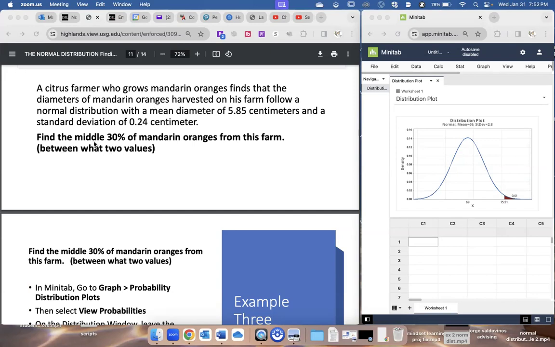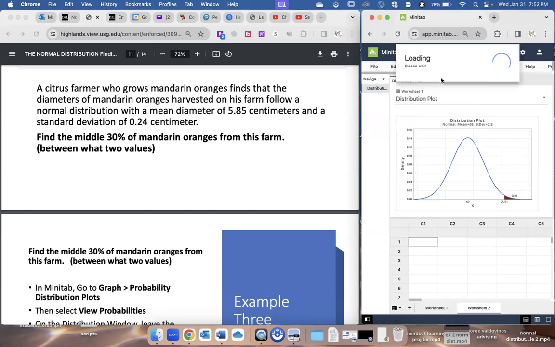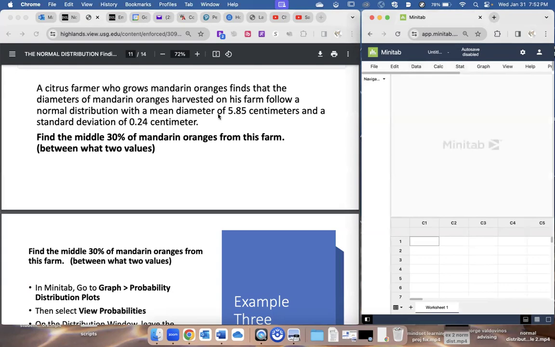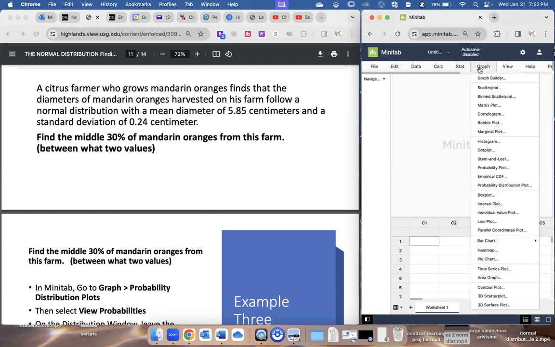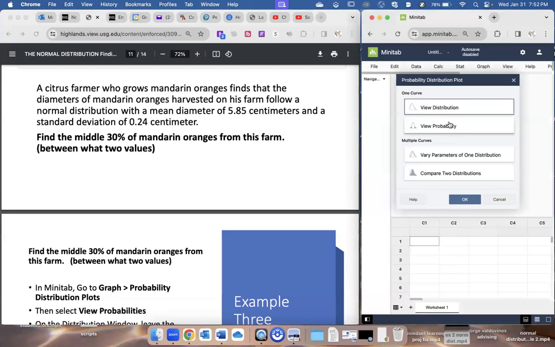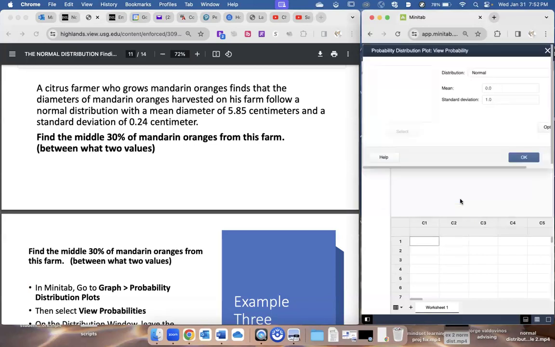We want to know what the size of the middle 30% of the mandarin oranges from this farm is, how many centimeters. So what I'm going to do is, let me just get a new sheet here. Okay, since I'm doing a normal distribution, it tells me that it's normally distributed and has given me the mean and standard deviation. So I go to graph, probability distribution plot, and I'm going to look at the graph. So I click view probability, click OK.